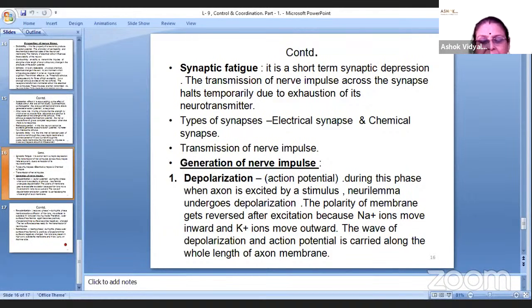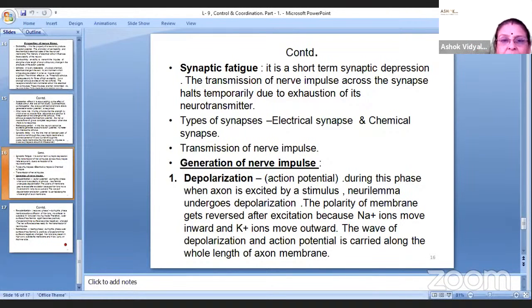Then the intercellular space between the neurons is called the synaptic cleft. I told you this may be around 20 to 30 nanometers distance. Right? There are two types of synapses. One is the electrical synapse and the other one is the chemical synapse.